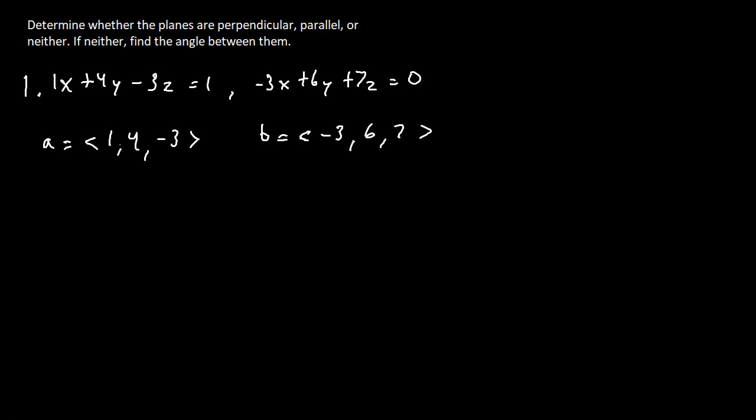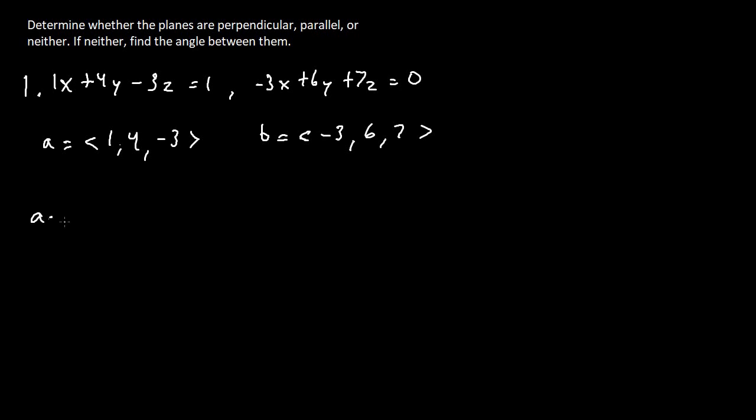Vector b. Now remember, if we take the dot product of a and b, and we get 0, that means those two vectors, or in this case those two planes, are going to be perpendicular or orthogonal to each other. And if they're not perpendicular, then we have to use the formula of cosine of theta equals the dot product of a times b over the magnitude of a times the magnitude of b, in order to find that angle in between those two vectors, or those two planes. So then we can see either if it's parallel or neither. So let's go ahead and take the dot product of vectors a and b.